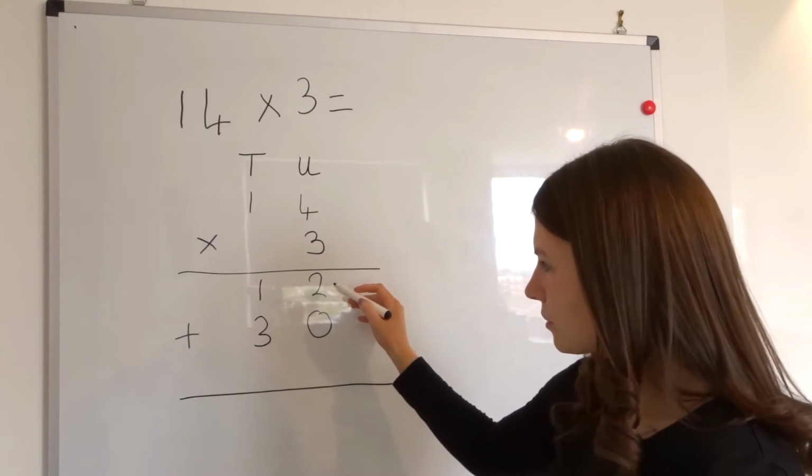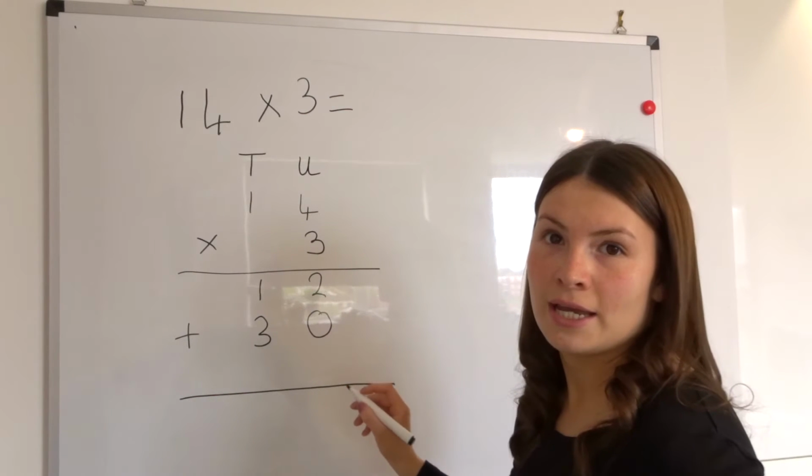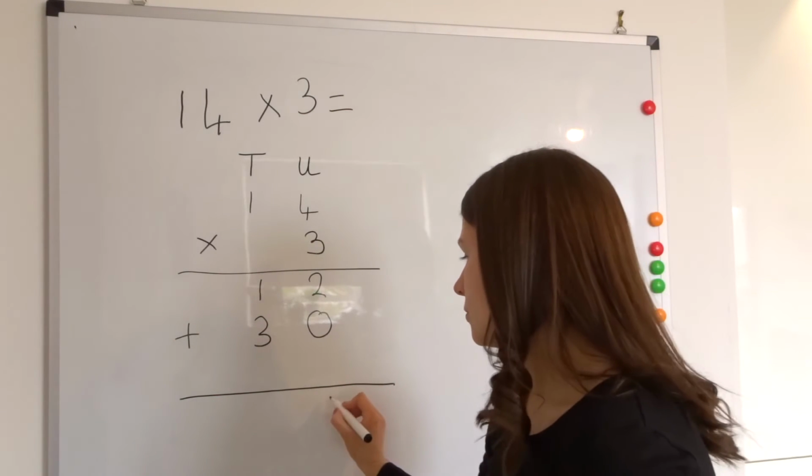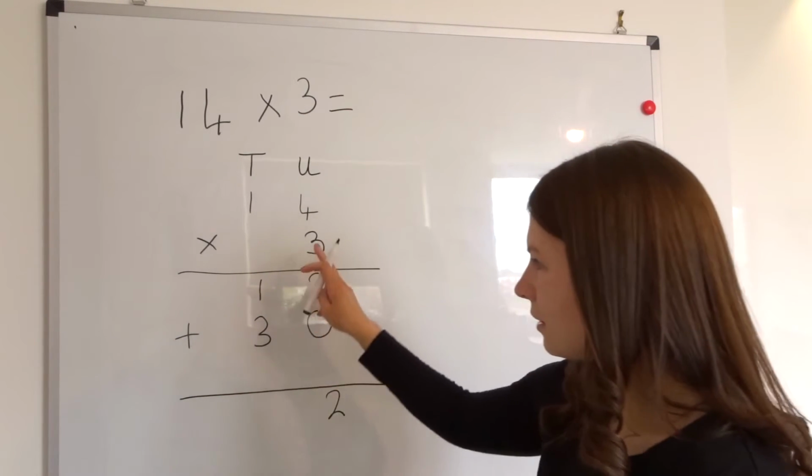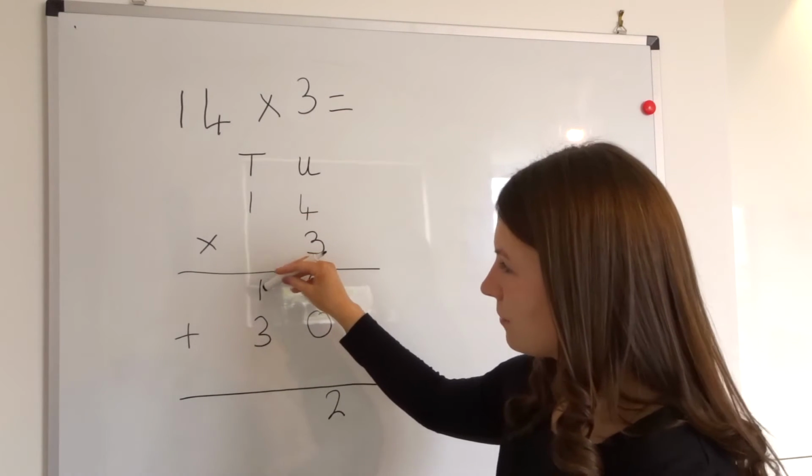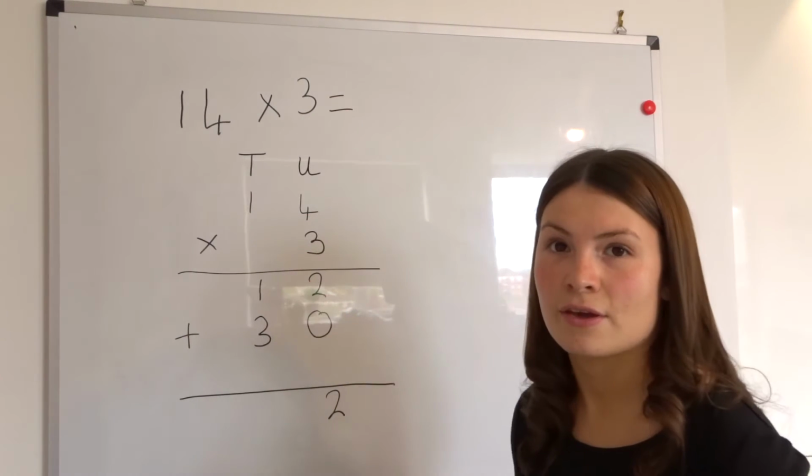So we go to our units column. 2 add 0 is 2. Well done. And tens column, we've got 10 add 30.